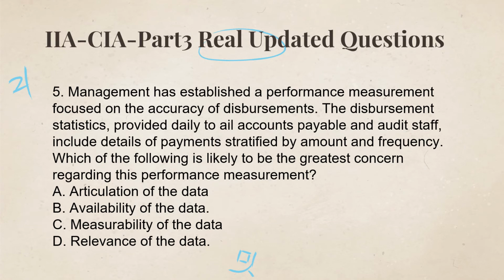5. Management has established a performance measurement focused on the accuracy of disbursements. The disbursement statistics, provided daily to accounts payable and audit staff, include details of payments stratified by amount and frequency. Which of the following is likely to be the greatest concern regarding this performance measurement? A. Articulation of the data. B. Availability of the data. C. Measurability of the data. D. Relevance of the data.